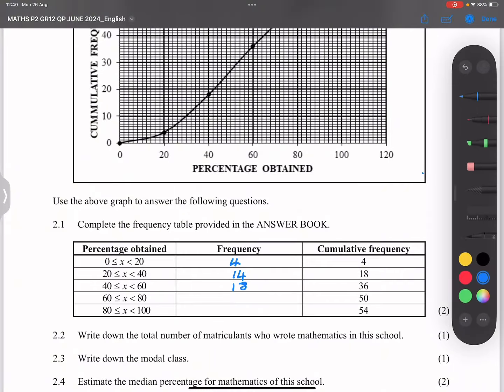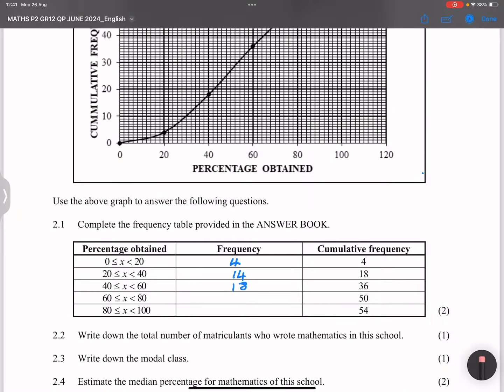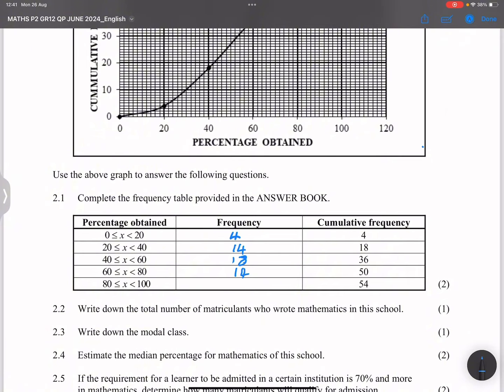Okay, I think my eraser is just too big, and that's why it's giving us some issues. So 36 plus 14 would give me the 50 there. And then 50 plus what should give me 54? That should be another 4. All right, so there we've got our frequency values. This value here should be 4. And by the way, when I add all of those values, they should give me 54, which is the total number of participants. So please remember that.